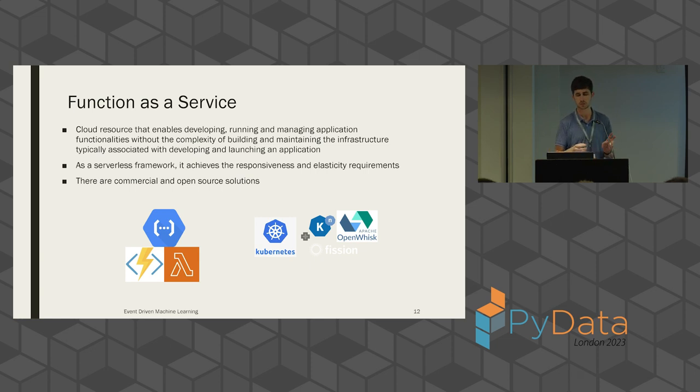Essentially, it's a serverless framework, right? And as a serverless framework, it achieves the responsiveness and elasticity requirements of our event-driven system. So there are commercial and there are open source solutions. You probably heard about AWS Lambda, which is, I guess, the most popular kind of commercial offering. And there's also Azure Functions and GCP Functions that achieve the same thing.